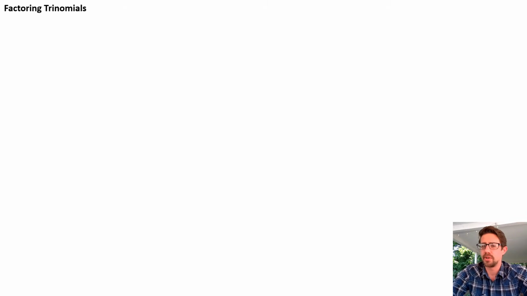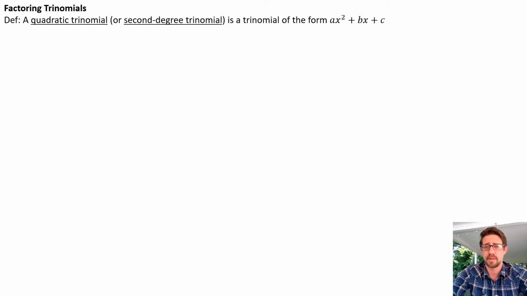Hello. So today we get into factoring. You may have done this before. You may have just called this factoring, but factoring takes many forms, and this is factoring one specific basic type of trinomial. So here's what that is.